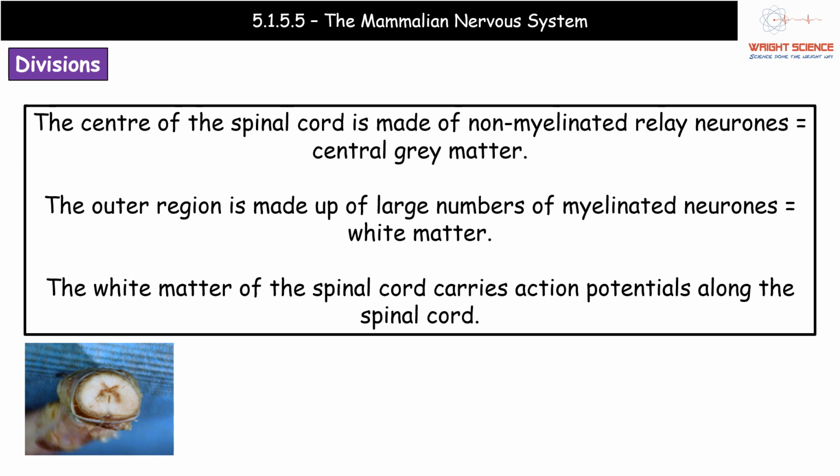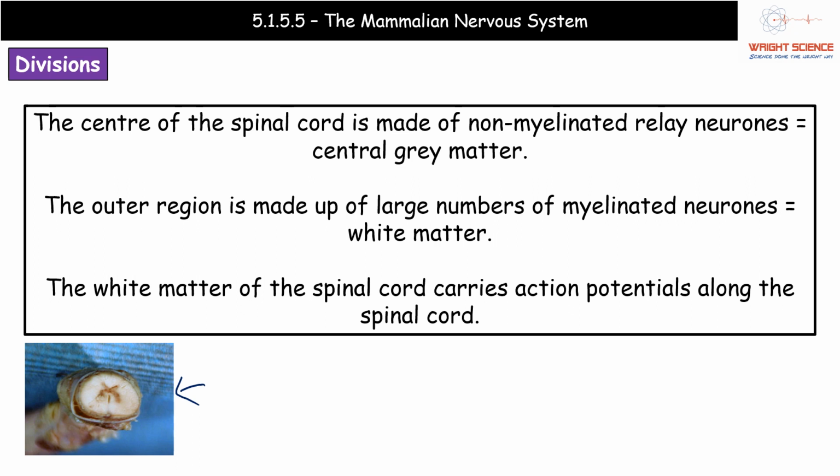If we then think about the other part of the central nervous system, the spinal cord, then we do have grey and white matter here as well. So in the centre of the spinal cord, that's where we find those non-myelinated relay neurons. So that's our central grey matter. And then the outer region is going to be the myelinated neurons, and that is the white matter. And you can actually see it in our little diagram. I say diagram, it's a nice little photograph of someone's spinal cord sliced open. So what we can see is that white colouring is all of the white matter, and then in the centre you can see there is that little grey, almost X shape really.